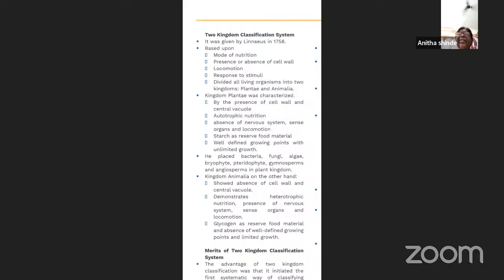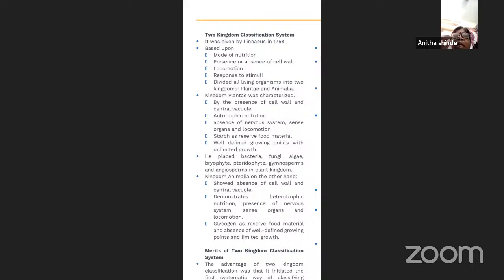The next is the reserve food material is nothing but glycogen. And they do not have the well-defined growing points and limited growth, because they go on growing. Like the plants only possess the growing points and they have a limited growth, but the animals do not have. So that is why they do not come under the plantae, but they do come under the kingdom Animalia.